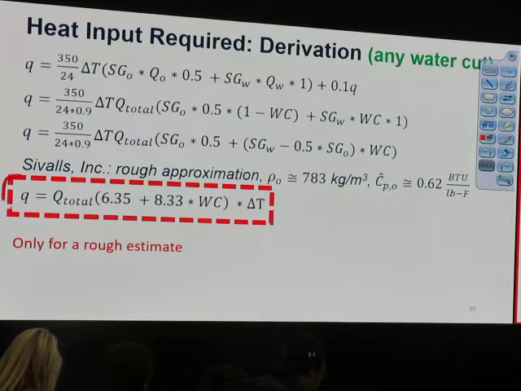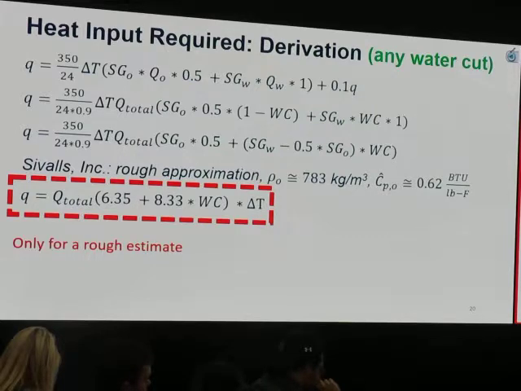That Q is BTU per hour. That is flow rate. Delta T is temperature difference in Fahrenheit. Temperature difference in Fahrenheit and in Rankine, they're the same. You agree? They're exactly the same. Alright, that is a little bit difficult method. So we do this approximation based on this assumption.